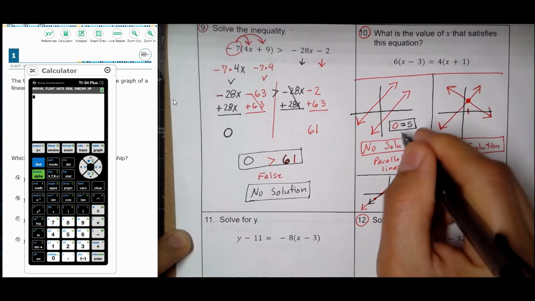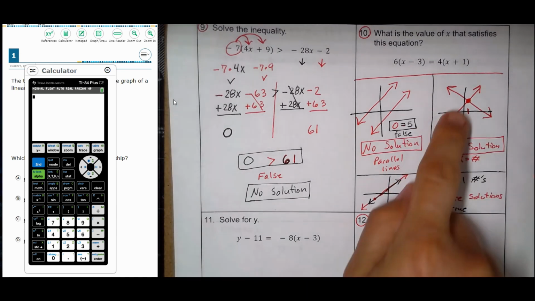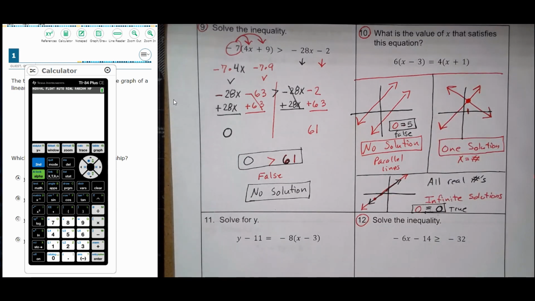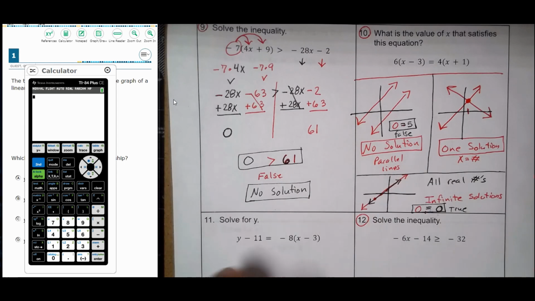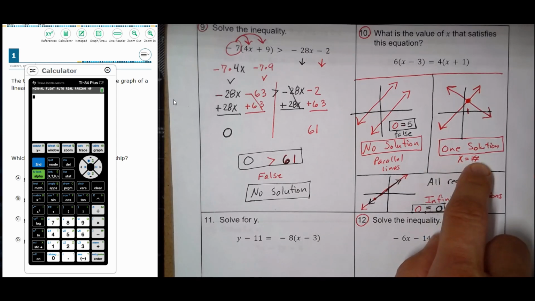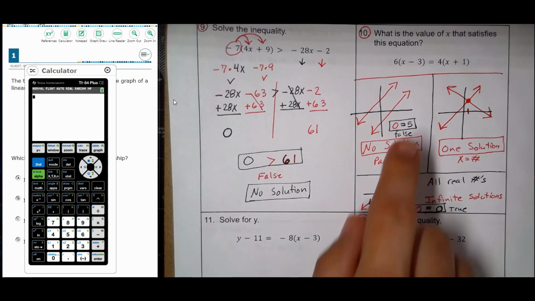So that would be no solution because it's false. Now, if we have a solution and the lines do cross, they will only cross at one point when there's one solution, right? Which is going to be most of the problems that you solve, and it'll be x is equal to some number, right? It could be x is equal to -5, x is equal to 3, but there's just one point at which they cross.